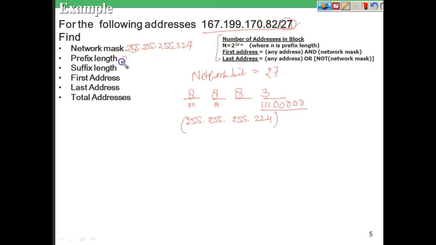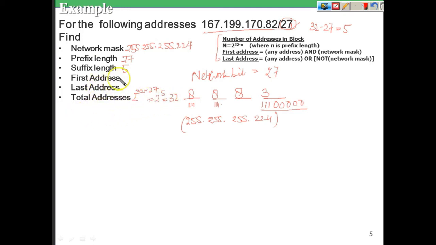Prefix length is the length of the network bits. So here the prefix length is 27. Suffix length is the length of the host bits. So you can simply find 32 minus 27, that is 5. So this is the suffix length. Then I will find the total addresses. Total addresses can be found using this formula, N equals 2 power (32 minus n). So that is 2 power (32 minus 27), that is 2 power 5, which equals 32. So the total addresses is 32.